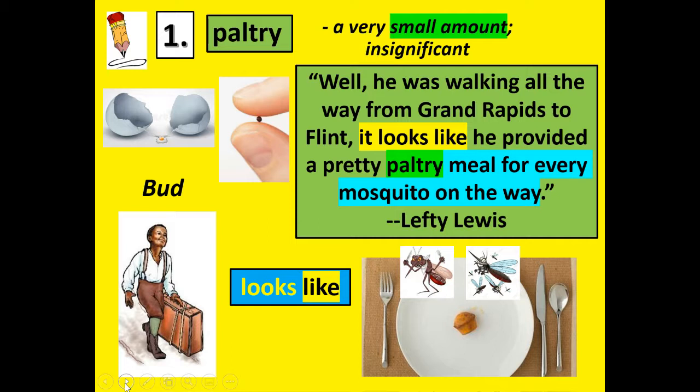So make sure you write paltry, small amount, and also make sure you write the word Bud next to this because it describes Bud. You could also write paltry meal for every mosquito on the way. So that's a direct quote that you could put in your comprehension question answer. So if you need to, push pause to write that quote. Bud was a paltry meal for every mosquito on the way. And when you're done writing, push play.